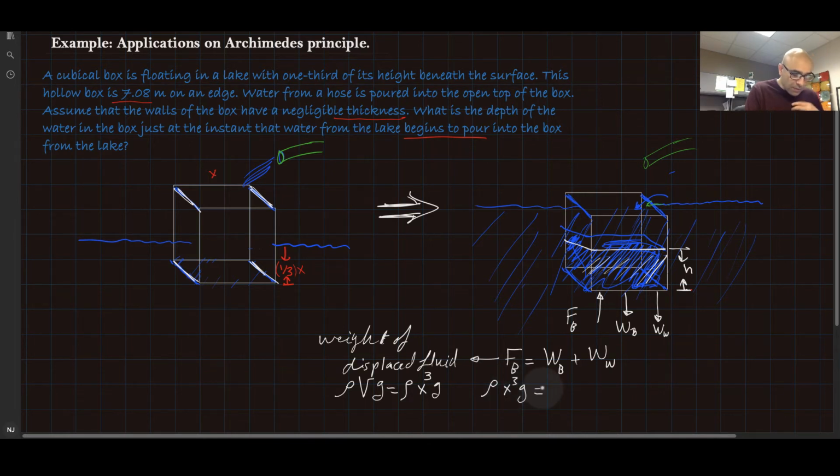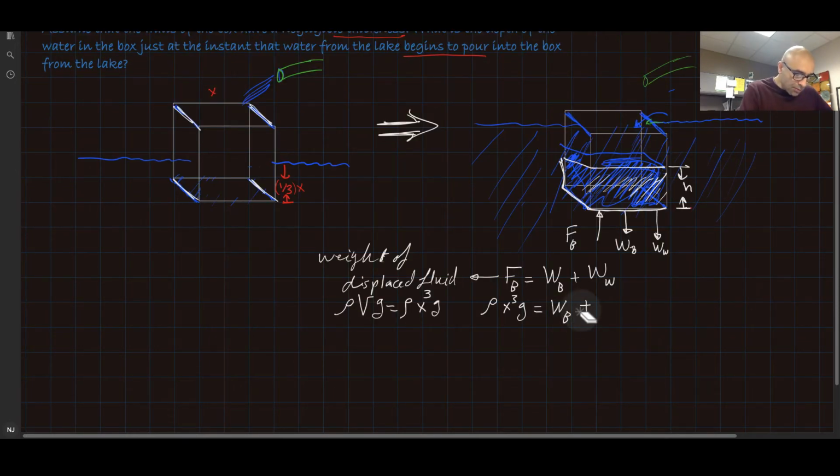Now, this has to be balanced by the weight of the box itself, which we still don't know, plus the weight of the water. So we have WB plus the weight of the water inside the box when it's submerged, and we know the water level inside the box is up to h.